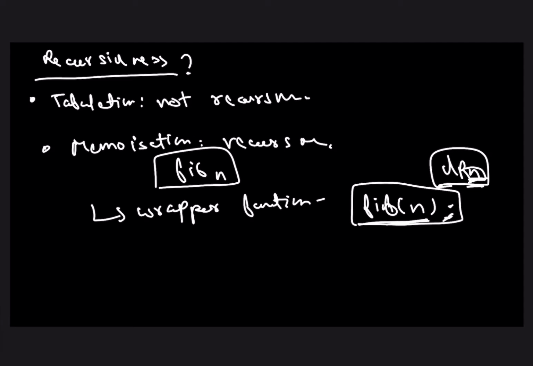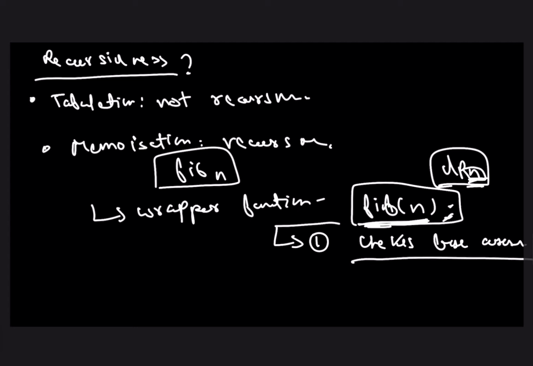There is a wrapper function, and this wrapper function is not available in the tabulation approach. Whenever you call this wrapper function, it checks whether the value that you passed is a base case or not. If it's a base case, it directly returns the value for that base case. This is always part one of the wrapper function, the first thing you need to do. The second thing you need to do is check if the state was solved before or not.